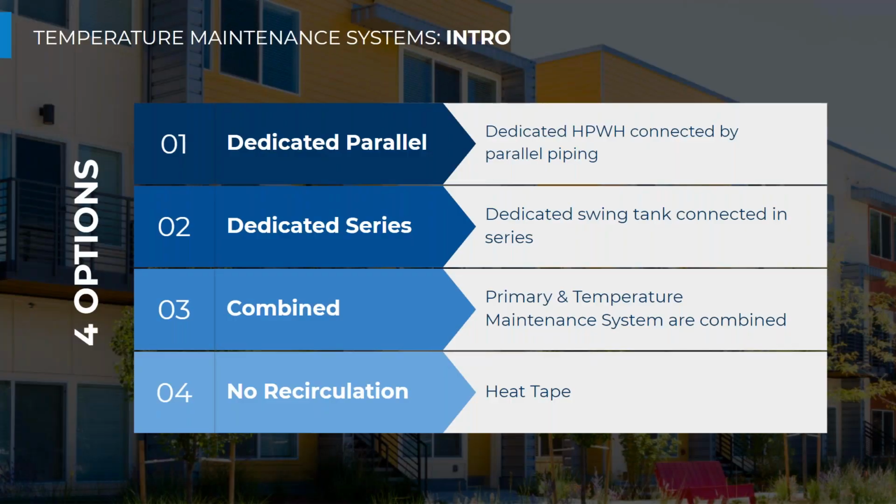So the next thing we're going to discuss is some piping configurations for our temperature maintenance systems. And I'm showing 4 here. We're going to talk about the dedicated temperature maintenance system with a parallel loop tank and a typically multi-pass heat pump water heater connected to it. We're also going to talk about a dedicated series swing tank system. And I showed those 2 in session 1, but we're going to dive into a few more details about them.